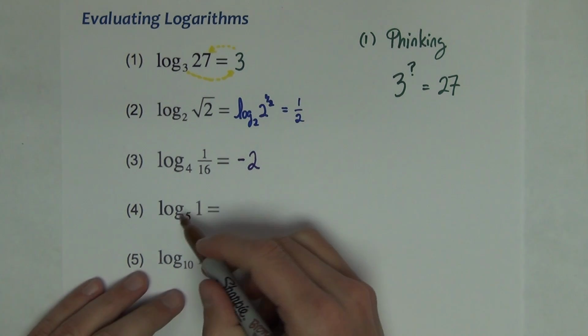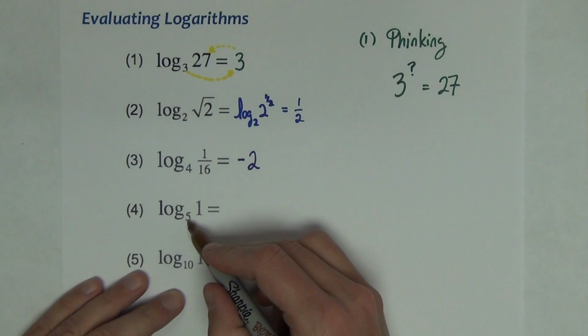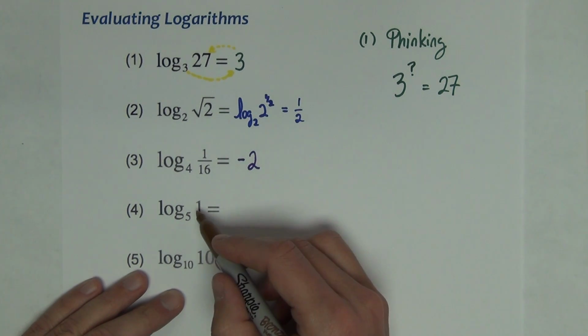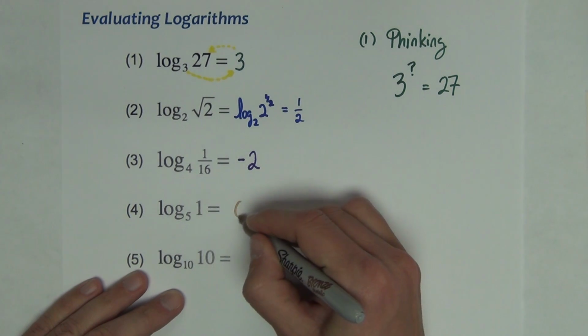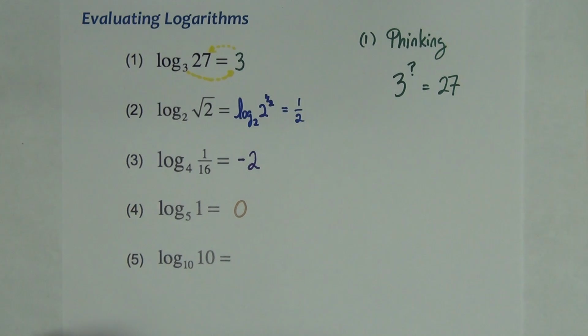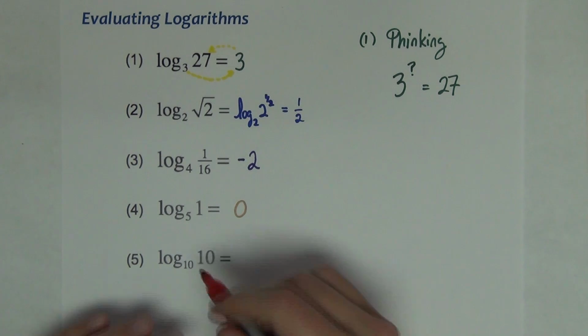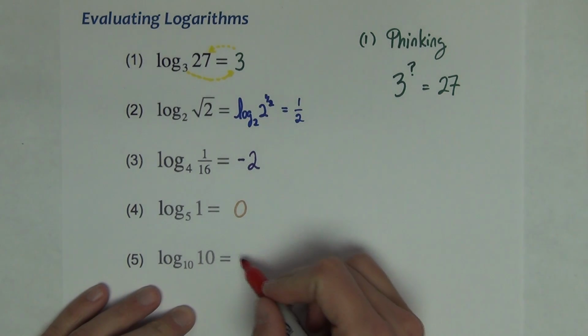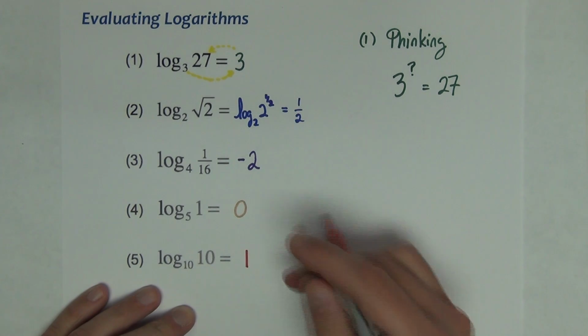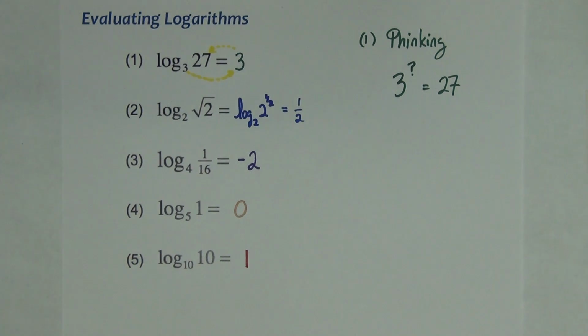Last two here, log base 5 of 1. So 5 to what power is 1? We know that anything raised to the 0 power is 1. And finally, last one, we have log base 10 of 10. So 10 to what power is 10? That would of course be 1. 10 to the first power is 10.